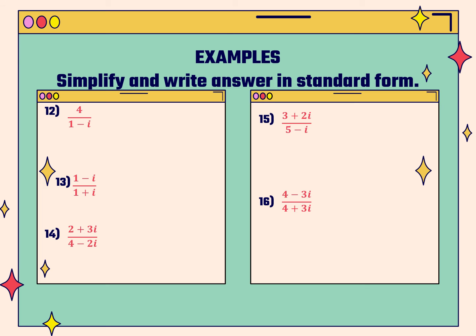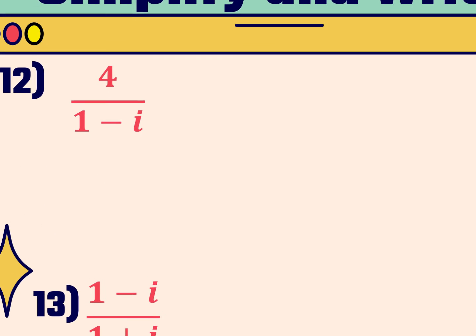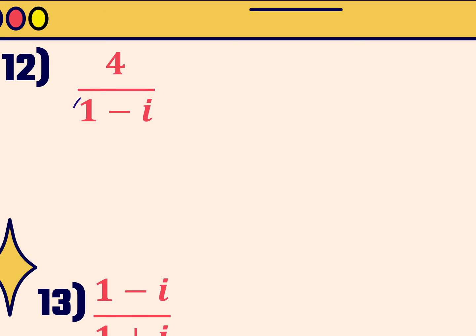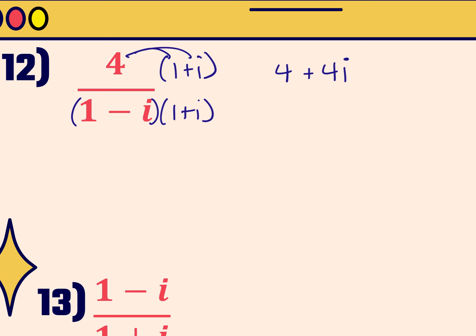All right, so the examples will look like this. Number 12 says 4 over 1 minus i. So the conjugate to 1 minus i would be 1 plus i. And I'm going to multiply both the top and the bottom by this. So my numerator is going to get distributed. 4 times 1 would be 4. 4 times i would be 4i. And the denominator, we're multiplying conjugates, so you can either FOIL it out or use your shortcut. 1 squared plus 1 squared, 1 plus 1, which is 2.